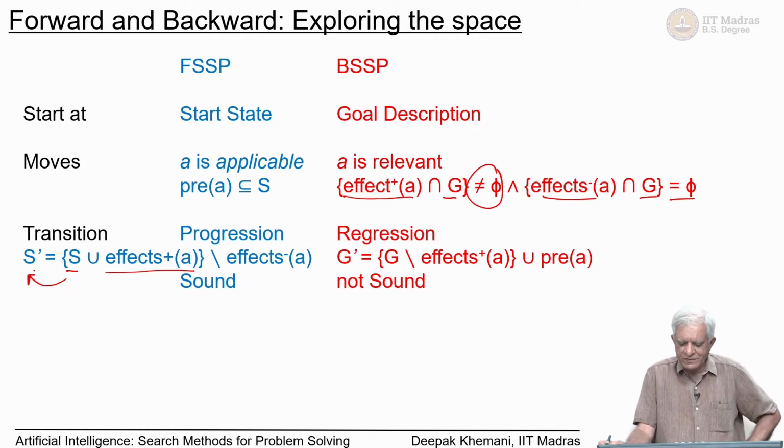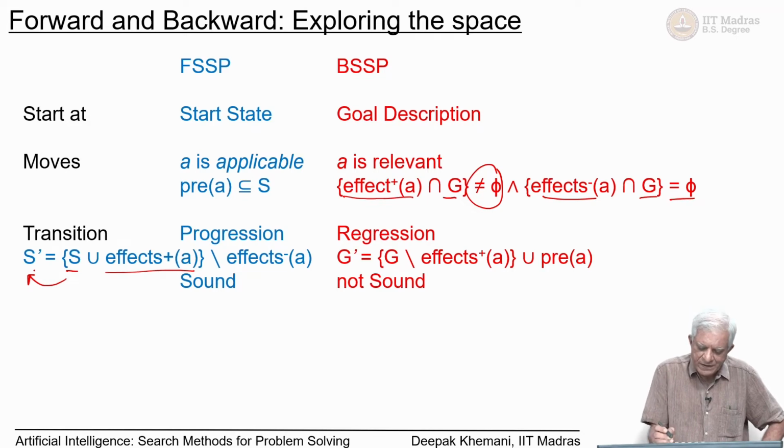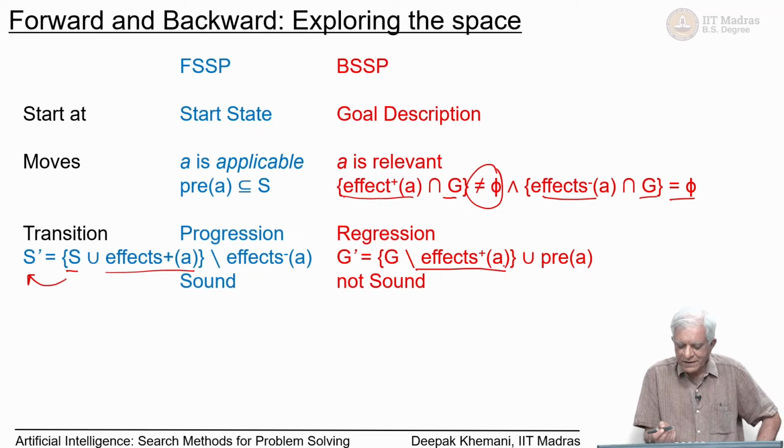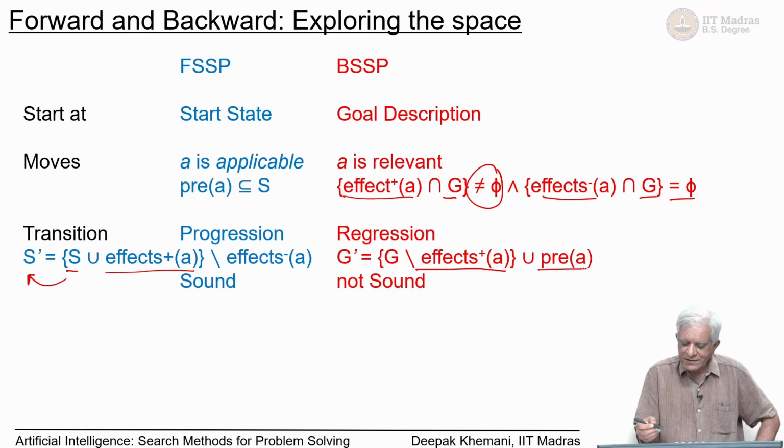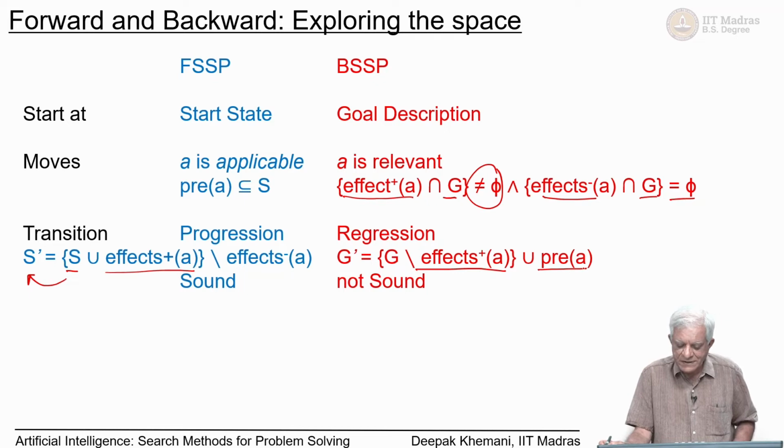Regression happens from a goal to a sub goal, so from a goal G to a sub goal G prime. It happens by removing the positive effects of the action that you are regressing over, because they are anyway going to be produced by the action, so they do not have to be true in G prime, and adding the preconditions of the action A to G prime, because preconditions must be true for that action to be applicable. But we saw that this process is not sound and it can end up in goal descriptions which are not feasible.